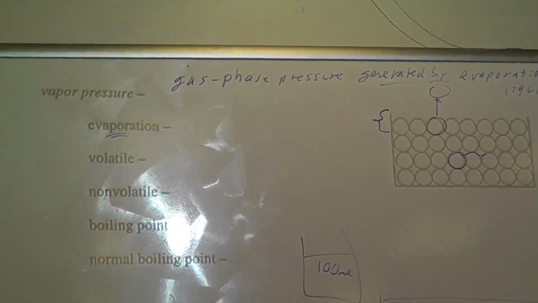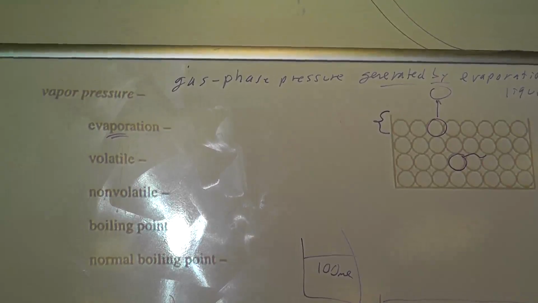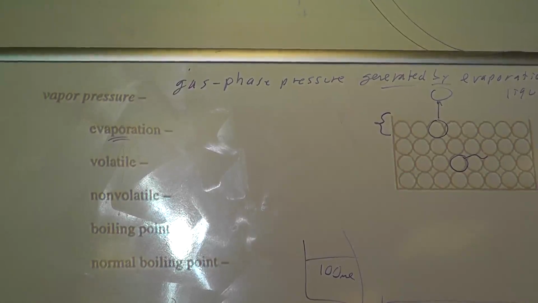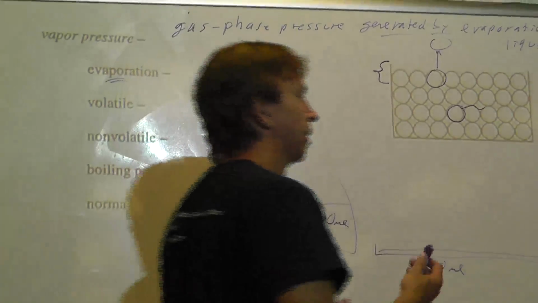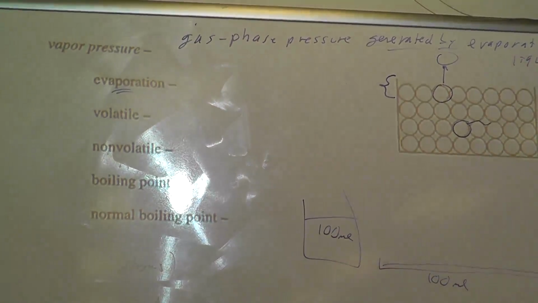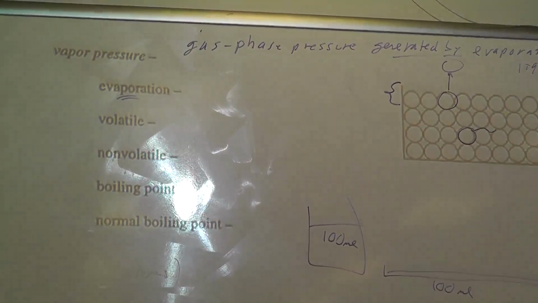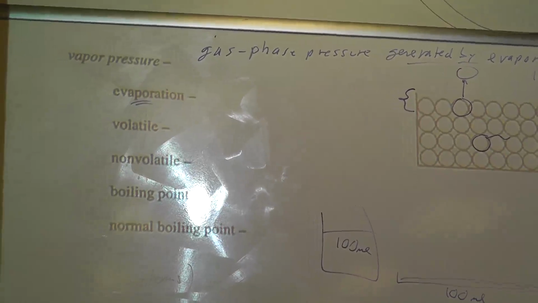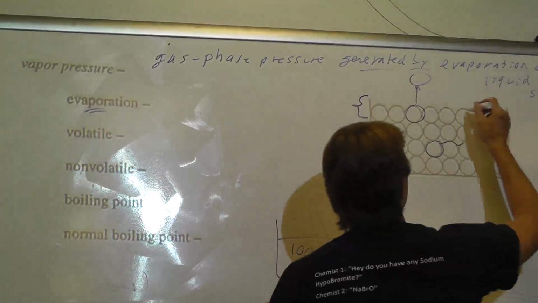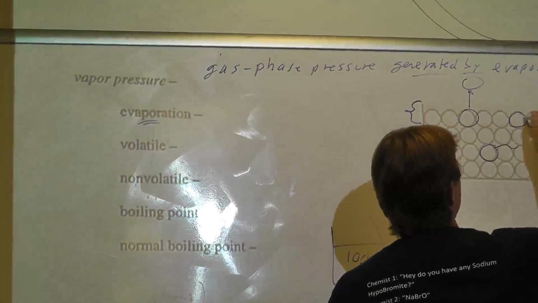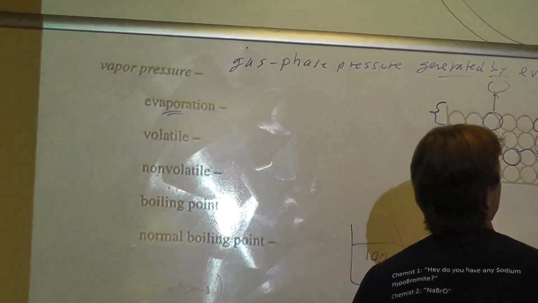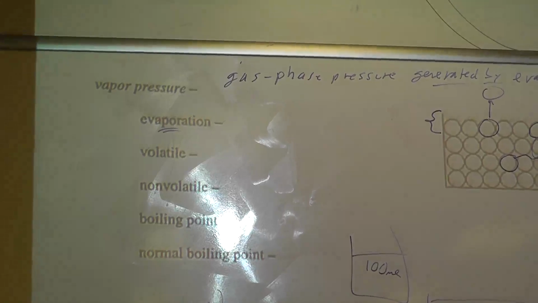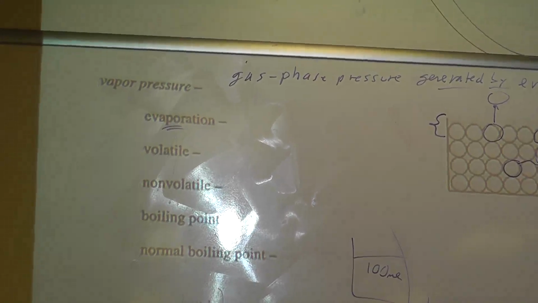What is the example? I'm sorry? Example of non-volatile? Something like salt. Okay. The forces are so strong, it's crystalline, and no particles are going to escape. Things that have strong intermolecular forces are going to hold on to each other very tightly. If these particles have strong intermolecular forces, then they're holding on. And that means not very many are going to pop free. So things with strong intermolecular forces generally have low vapor pressure.